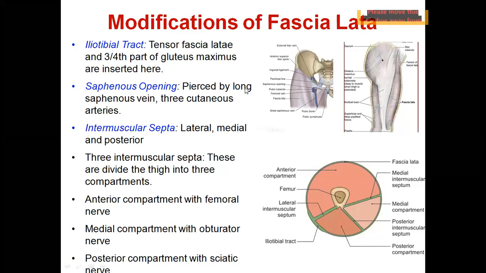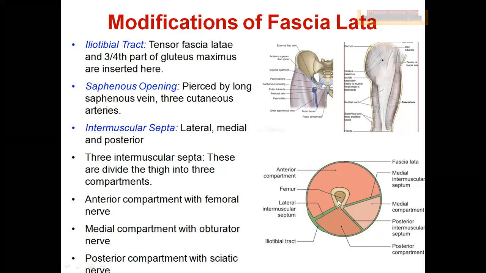So the saphenous opening is pierced by the long saphenous vein, and of course the three cutaneous arteries, which are branches of the femoral artery. Then you know the iliotibial tract already. Then we have the intermuscular septa. Suppose this whole thing is fascia lata. This is the transverse section of the thigh.